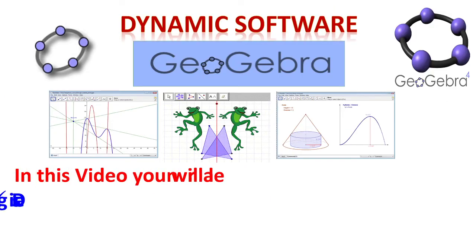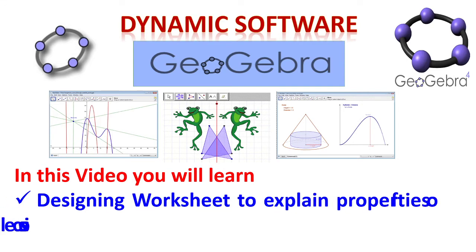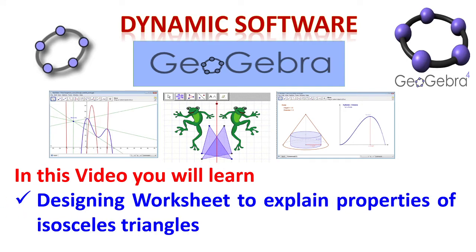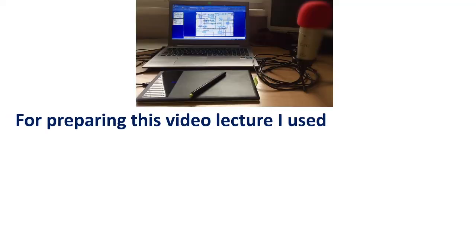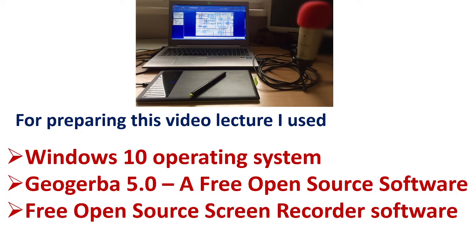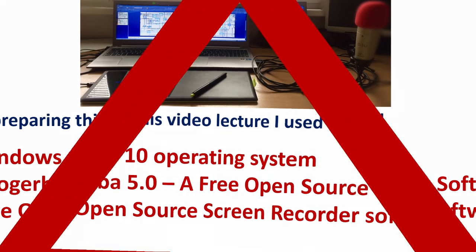In this video, you will learn designing a worksheet to explain properties of an isosceles triangle. For preparing this video lecture, I used Windows 10 operating system, licensed version, GeoGebra 5.0, a free open source software, and free open source screen recorder software. Let us start.